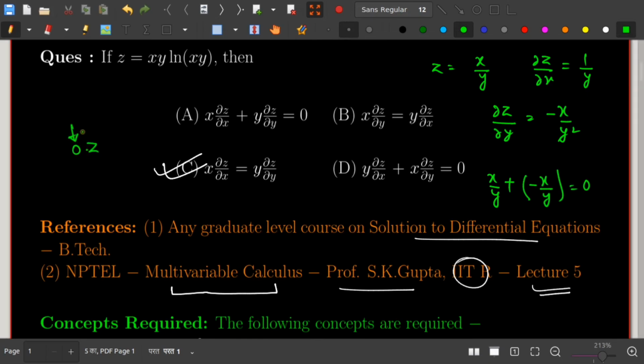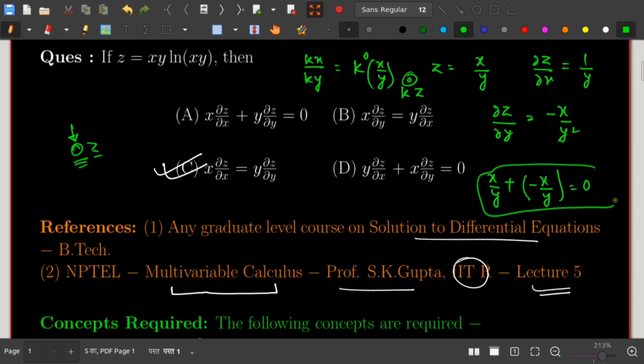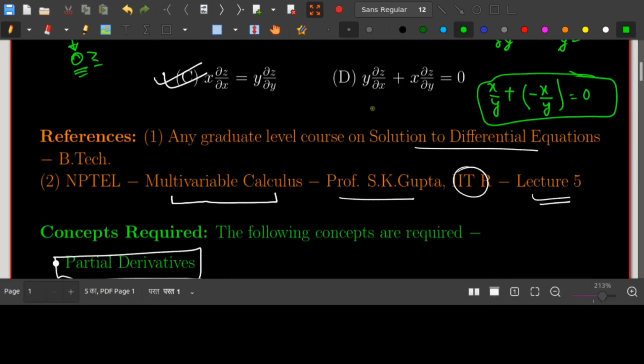0 is the order of homogeneity of this particular function, because if you substitute x with kx and y with ky, you will get k raised to 0 times x by y, which is the original function. So you will get k raised to 0 times z. 0 is the degree of homogeneity, therefore you multiply the degree of homogeneity with the function itself and you get a 0, which is exactly what happened when you sum up the partial derivatives multiplied with the variables.